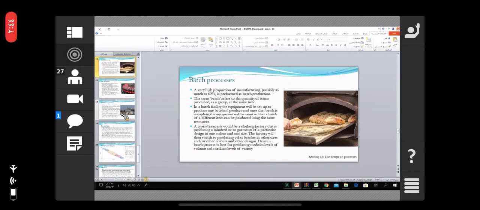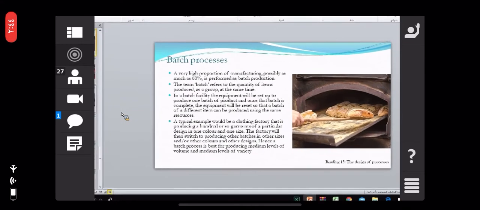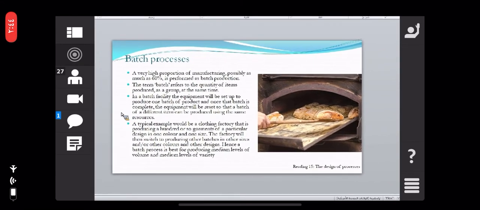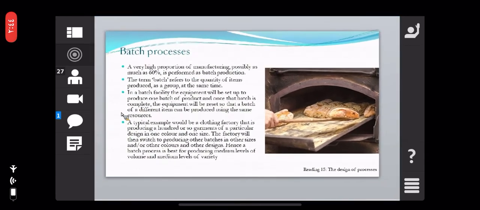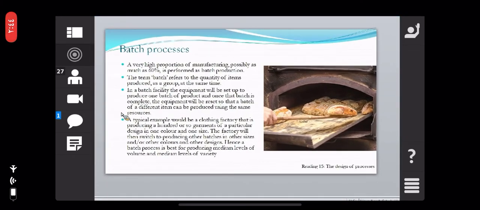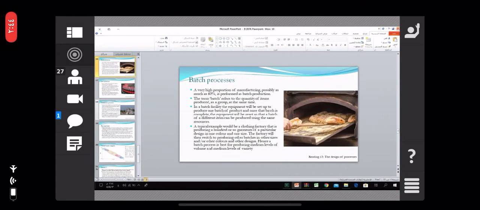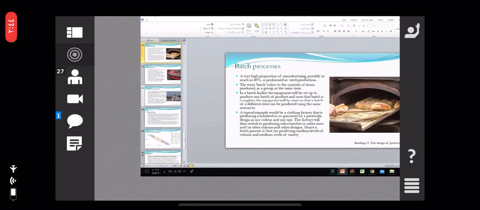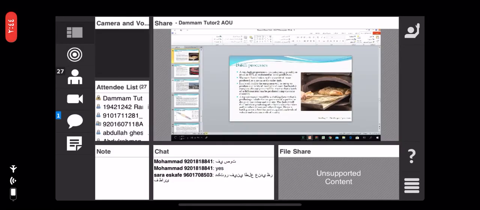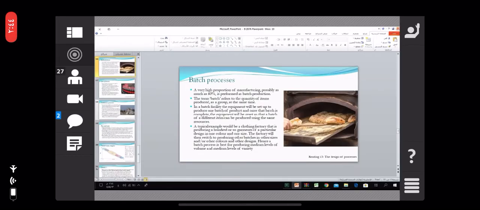If you look at the batch process, it is used in bakeries. From 6 o'clock in the morning, probably they do a batch of bread. After 9 o'clock, probably they do a different kind of bread, maybe bun bread or toast bread. Then they close, then they do a different kind of bread. That's what we call the batch process.